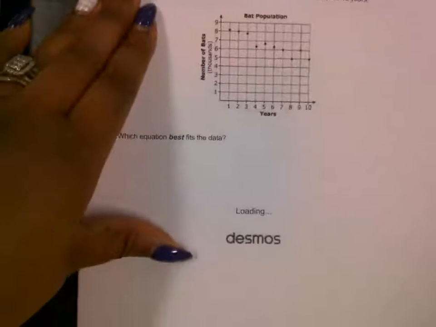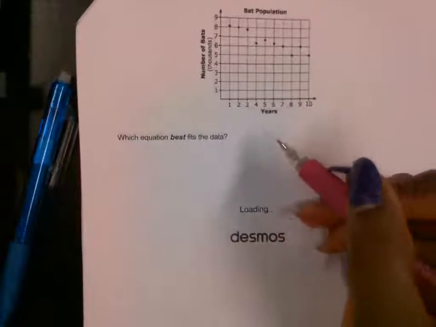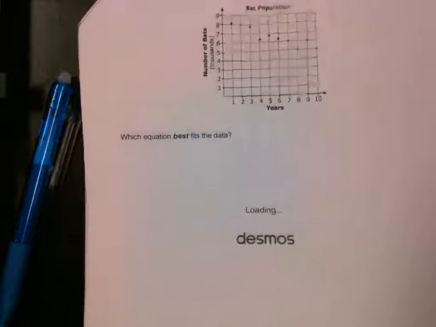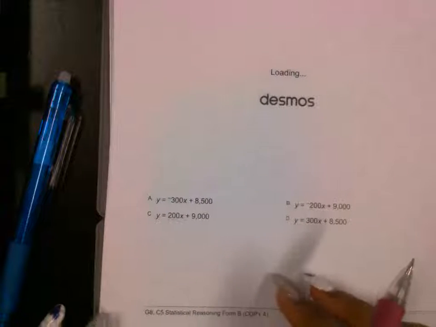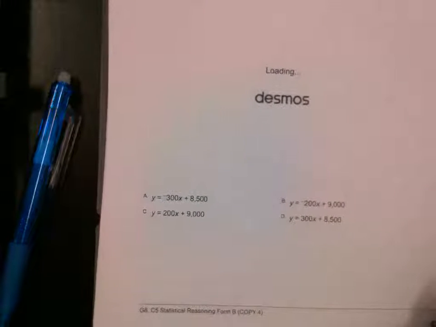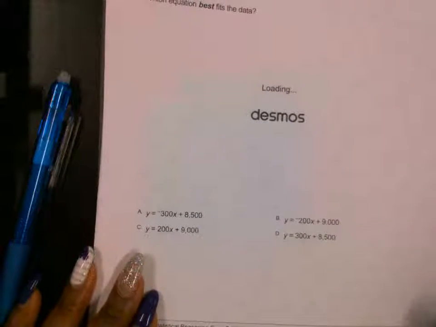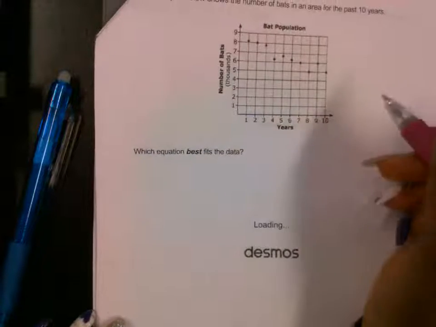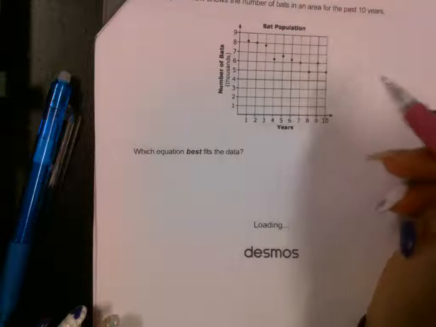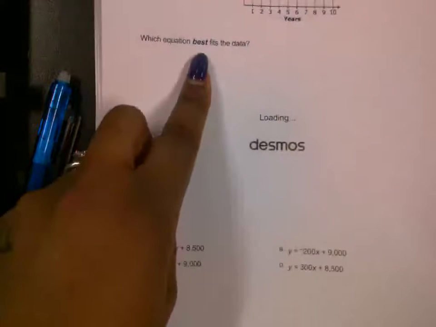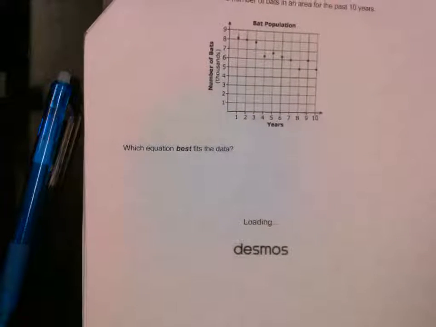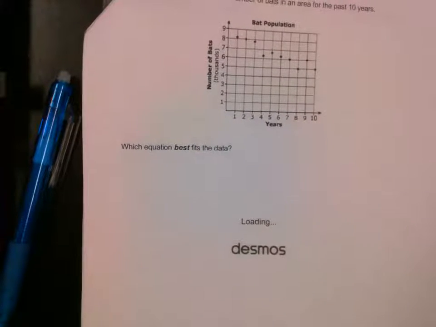Okay. Let's look at this one. Now what we're doing is we are trying to find the line of best fit. So we've got to graph these points. First of all, is this a positive, negative, no correlation? Negative. This is negative. And if we're finding a line of best fit, it's got to be either positive or negative. It can't be no correlation. You cannot do a line of best fit for a no correlation.